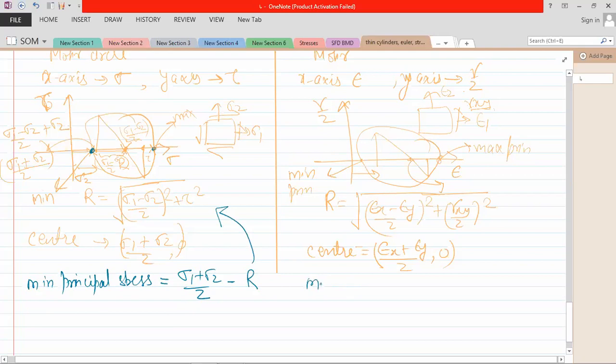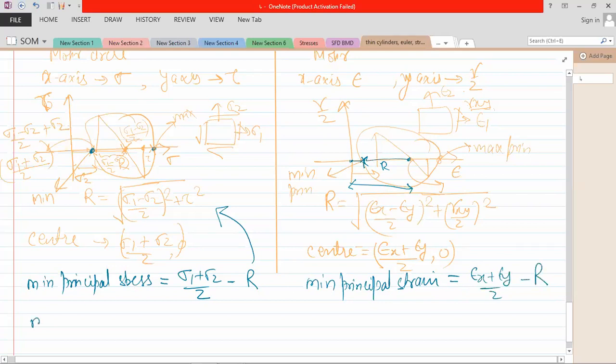Here, what is the minimum principal strain? You know the coordinate of center, so the minimum principal strain is here. If I know the coordinate of center, I subtract the radius. Any value on this axis can be known, because up to here the value is known, that is epsilon x plus epsilon y by 2 comma 0, and your radius value is known. So you subtract it and you get the minimum principal strain: epsilon x plus epsilon y by 2 minus r.